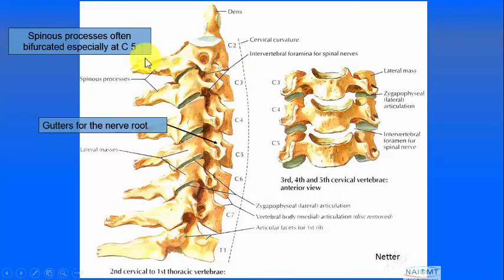We see that they all have spinous processes. They are occasionally bifurcated, most commonly at C5. Easiest to palpate, the vertebral prominence of C7. Second easiest, T1. The next easiest is typically C2. C1, not shown, does not have a spinous process.